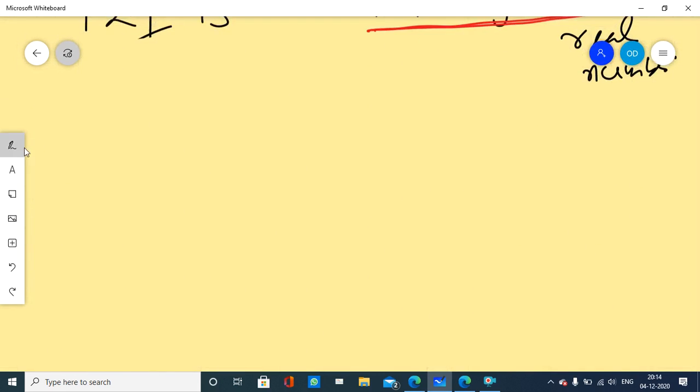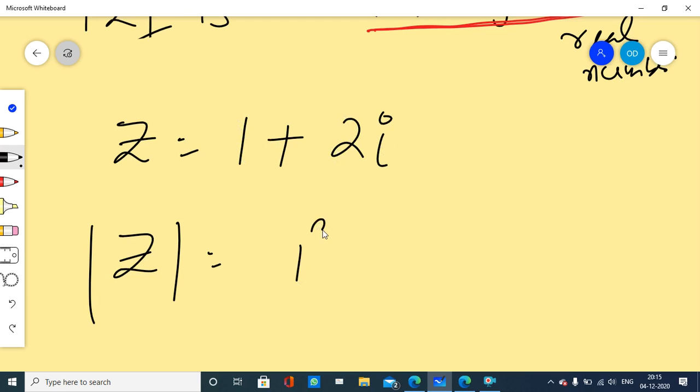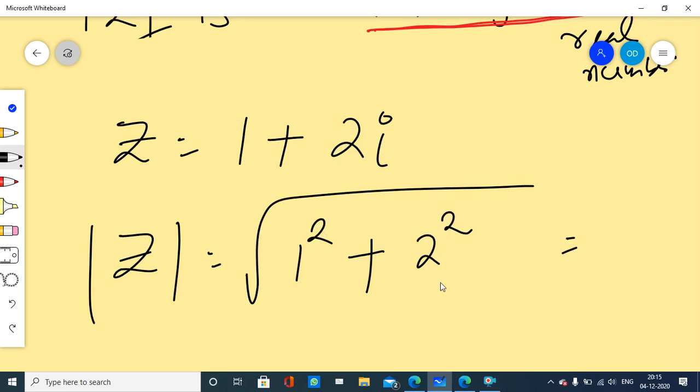So suppose I give you a complex number. Let's say I give you a complex number z is equal to 1 plus 2i and ask you to find its modulus. So how do we find its modulus? By taking the square root of the sum of the squares of the real part and imaginary part. Well, what is the real part here? 1. So 1 square plus imaginary part 2 square, the root over. So 1 plus 4, 5, root 5. You get it? Root 5.